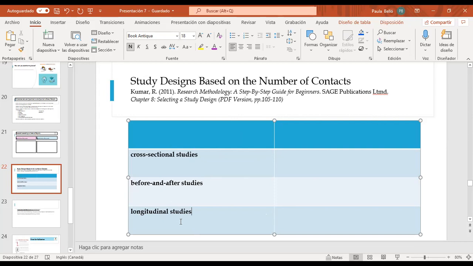Okay, so we will read, because this has to do with the times you meet your participants. Yes, so you meet them along some time. El número de contactos, las veces que vemos a nuestros participantes en el estudio. Okay, so a long time.